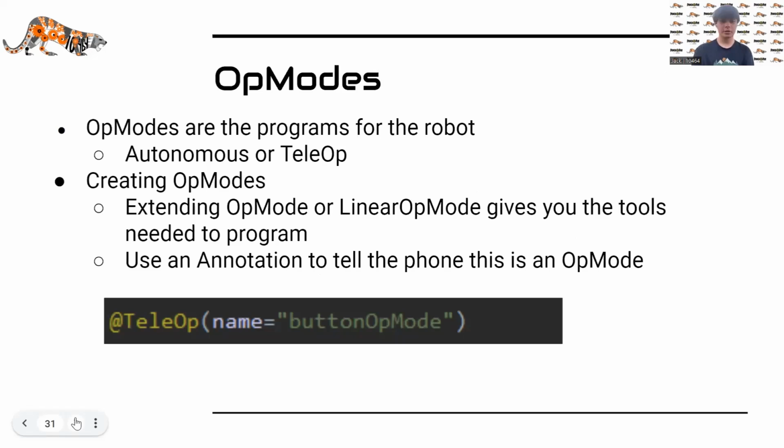So you create an op mode by extending OpMode or LinearOpMode in the class header. And then you're going to use an annotation like shown below to give a little name for that op mode. So in this case, it's ButtonOpMode.